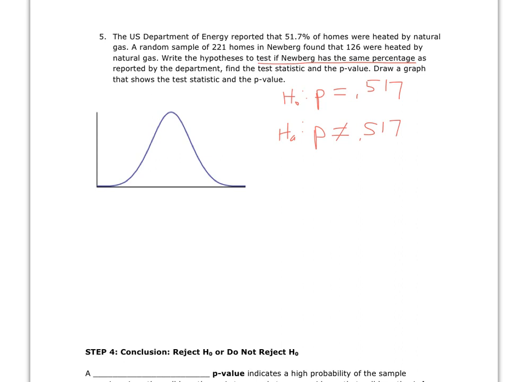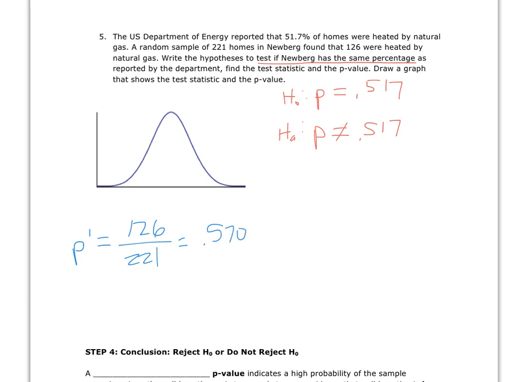Okay, this is about a proportion, so we know it's going to be normal. So we're going to have a z value that we're going to calculate, and we take p prime minus the p-value from the hypotheses. All right, well, we're not really given p prime here. We have to calculate it. So let's start off with that. That's the sample proportion. We're just told that 126 out of the 221 homes that were sampled use natural gas, and that gives us a sample proportion of 0.570.